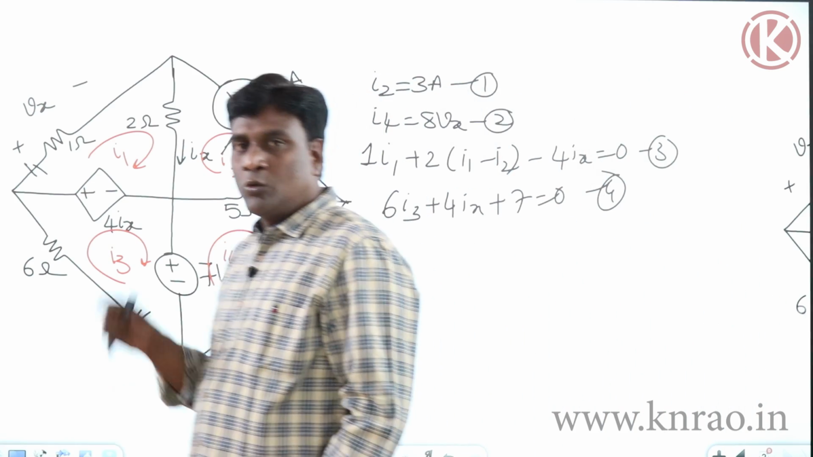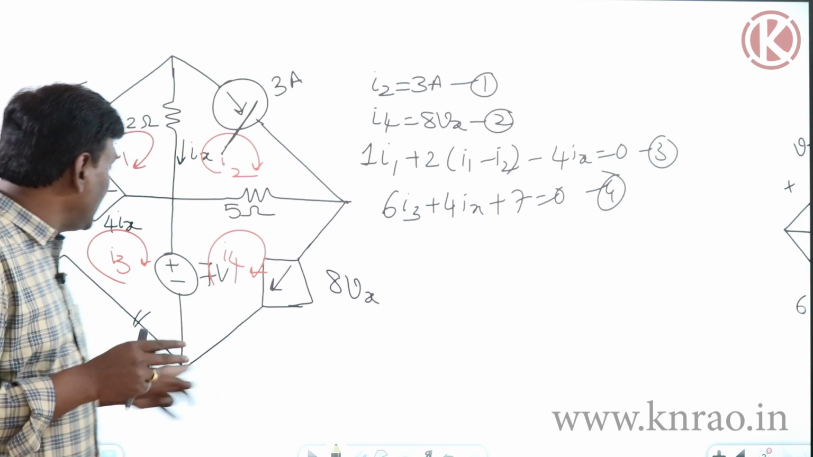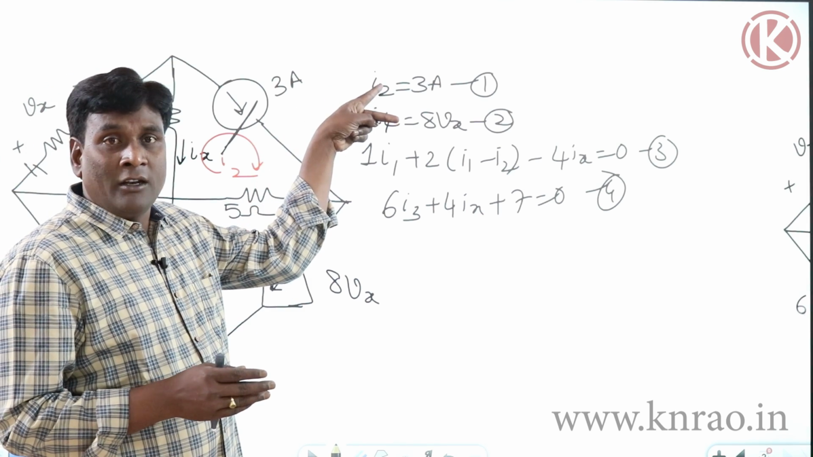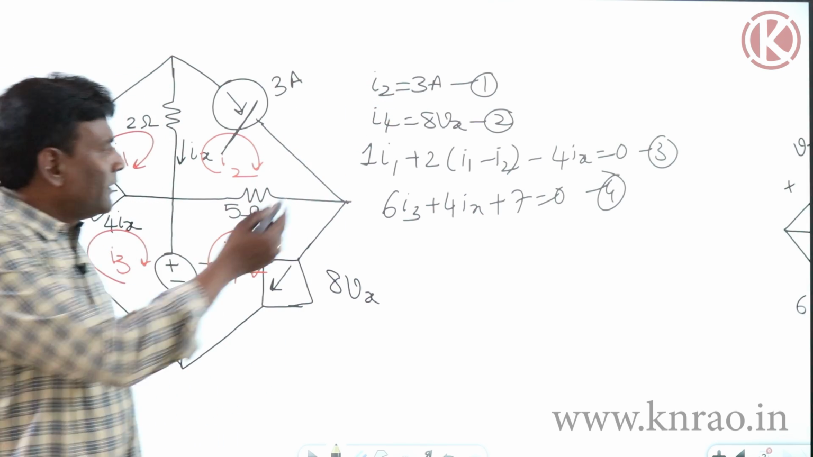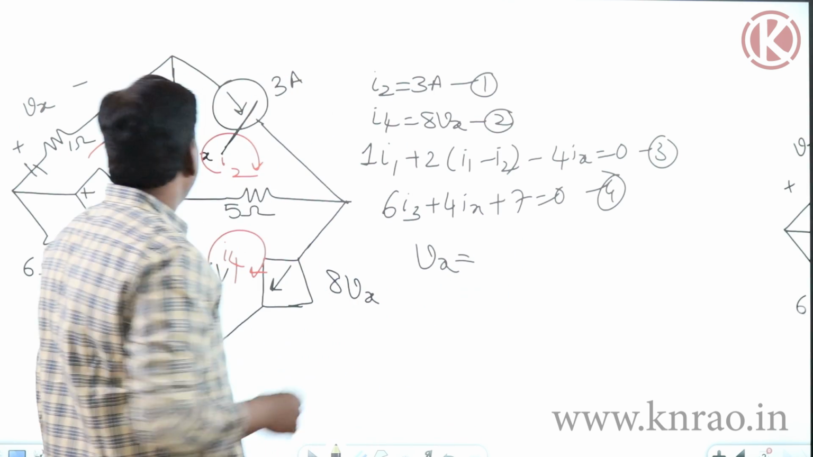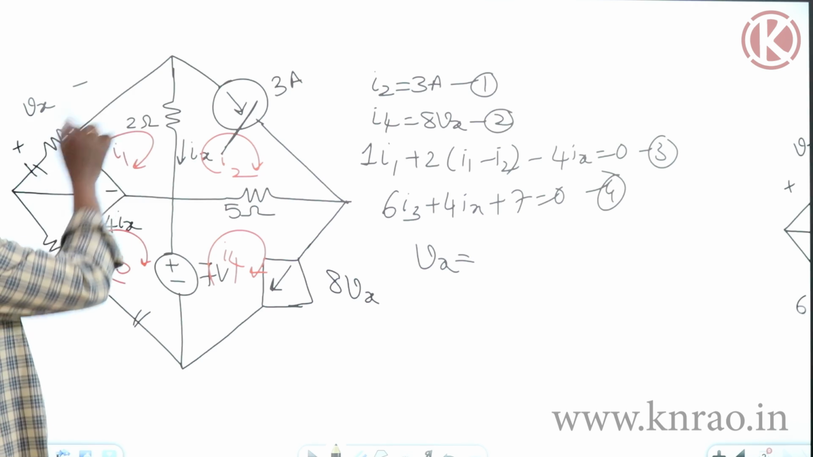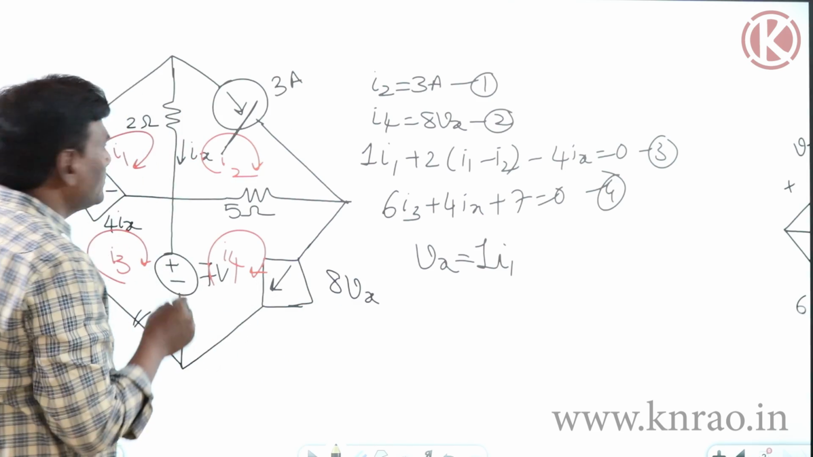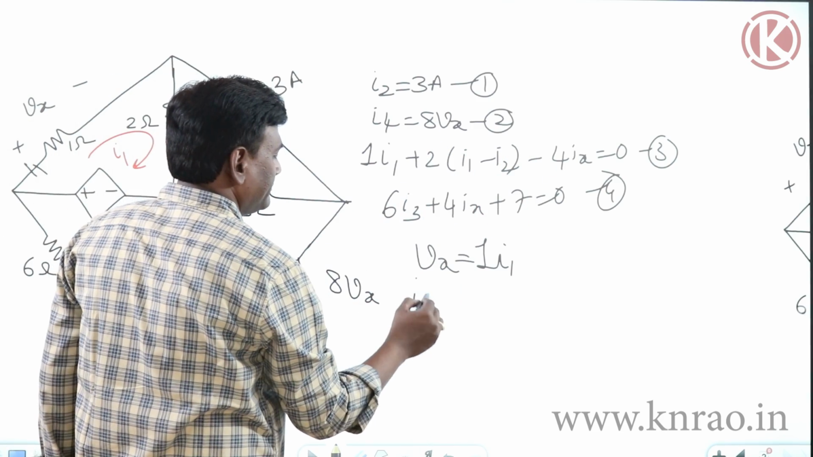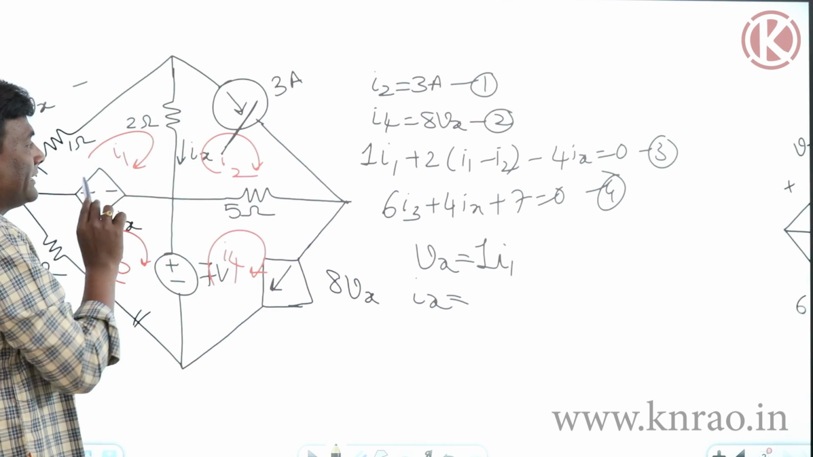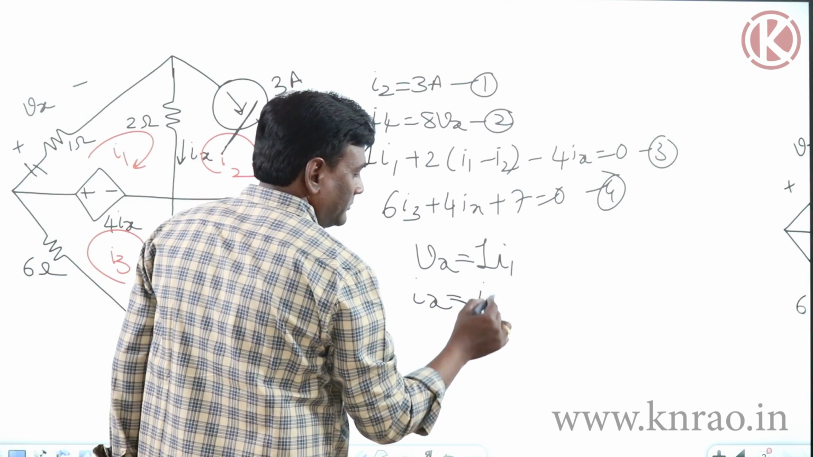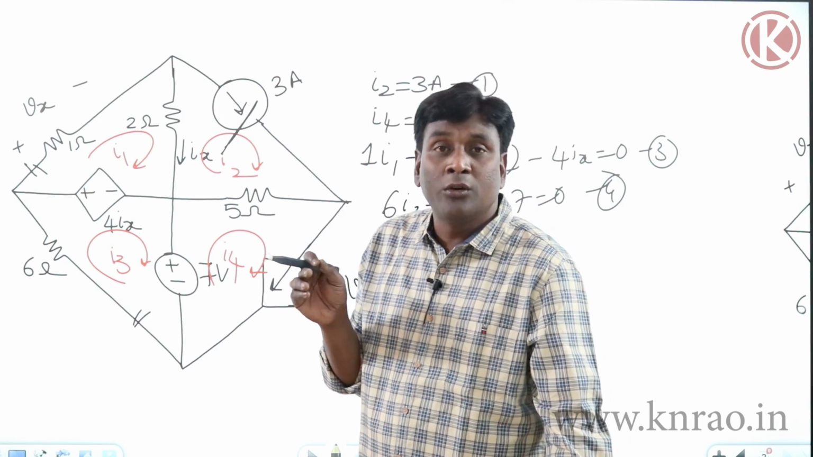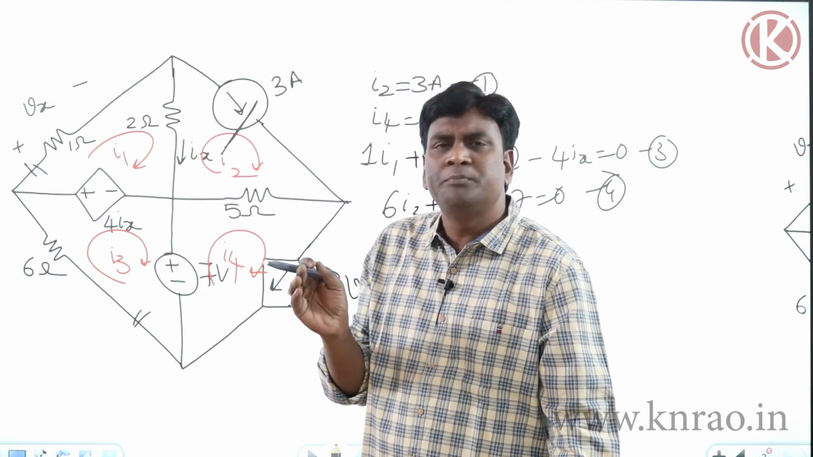So the moment you have two current sources, especially in the outermost loop, we did not apply KVL to those two concerned meshes. Now what is Vx from here? Where is Vx? Here. So this is Vx, that is going to be 1I1. Now let us think of Ix. So what is Ix here? I1 minus I2. Of course, how much is I2? 3 amperes. So if you observe now, the situation has become very easy.